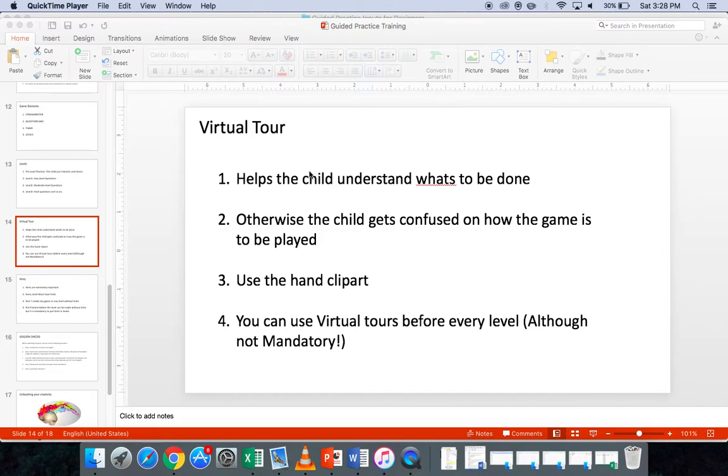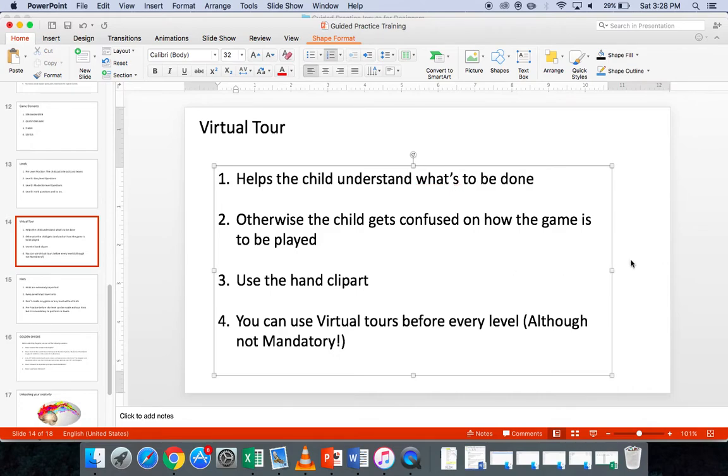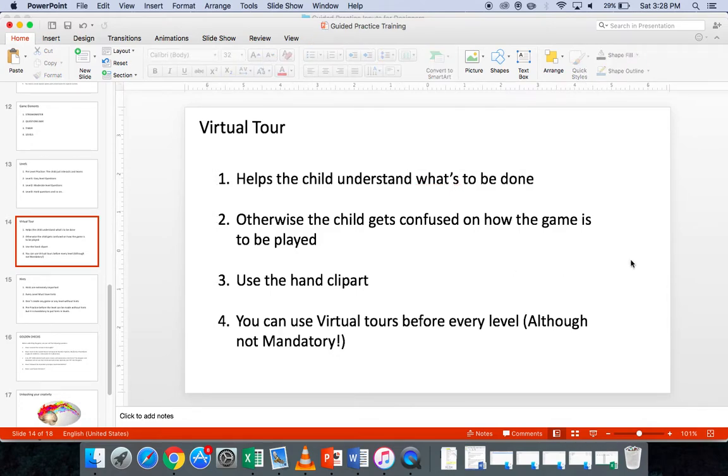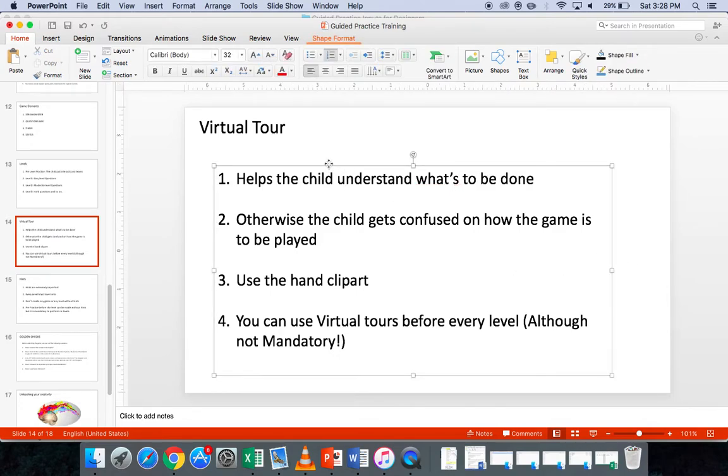Now, this lesson is about virtual tours, and just to tell you why we have virtual tours. I think you already know that we have virtual tours in all of our games. Without a virtual tour, there is absolutely no point in creating any game, because the child would not understand. So, why do we have virtual tours?